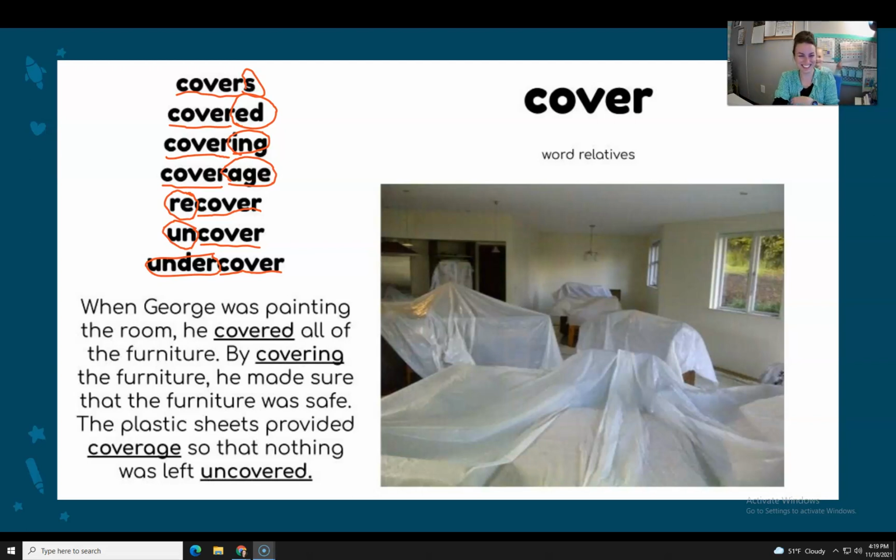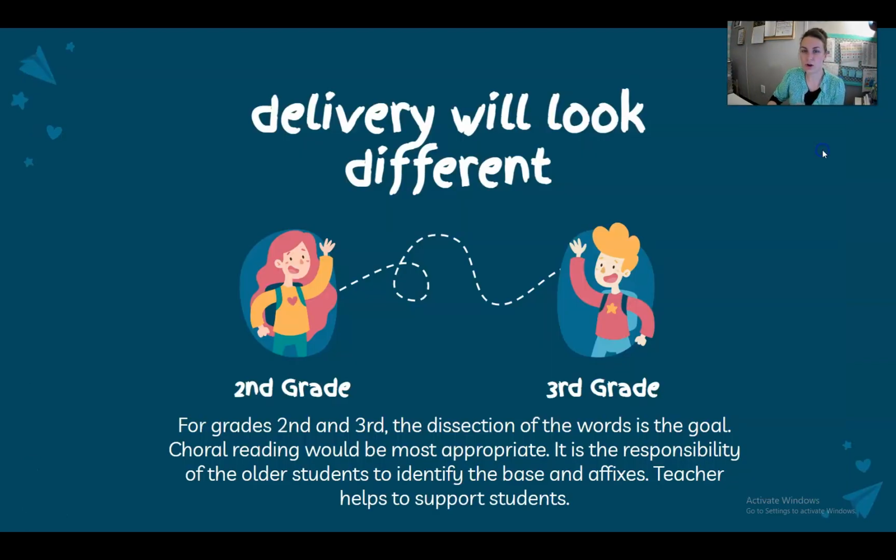Yeah, go ahead. Sorry. Okay, let's go ahead and do our second and third grade. Second and third grade, the whole goal is to dissect the words. So you're choral reading these words and working together as a class. You're going to have your students come up and do the underlining and coding for you. You can show the first couple and then maybe have your students come up after that.